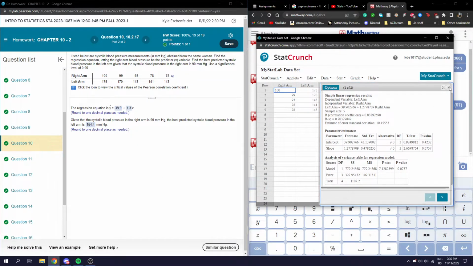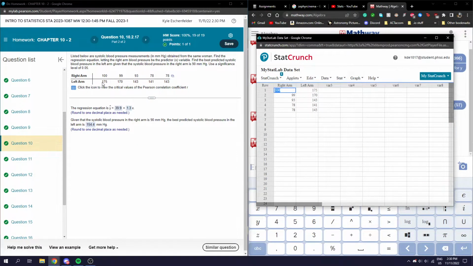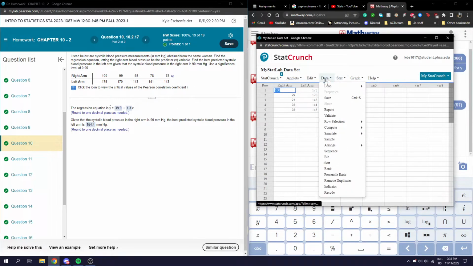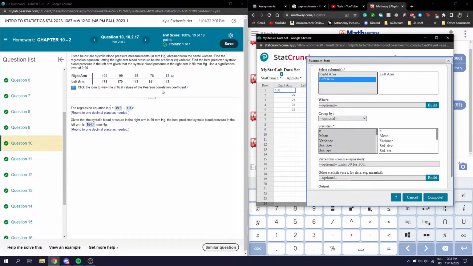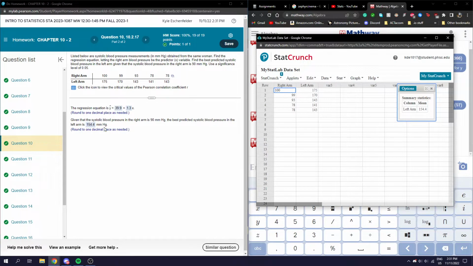What you want to do, there's a little secret. It will be the average of all this. So you go to stats, summary stats, columns, and you pick the left arm. It's going to be the bottom because these are the y values. That's just what you gotta know. Like y bar here, calculating y bar, which is the average. So the bottom here is always your y value. Find the average. It's 154.4 for that one. Not doing a great job explaining it, but I think it'll work.